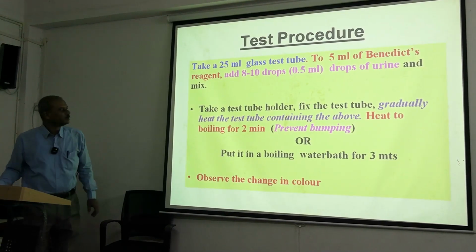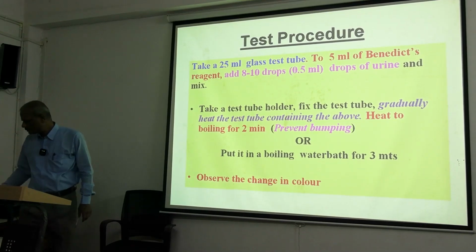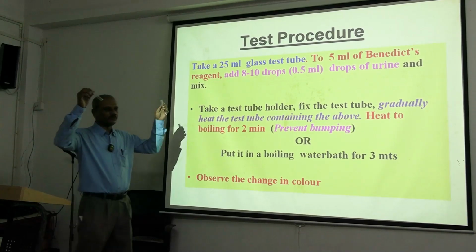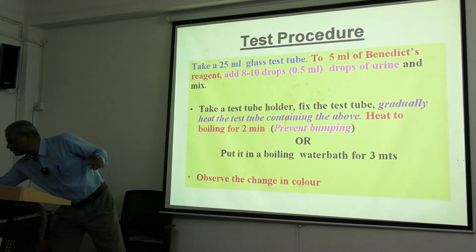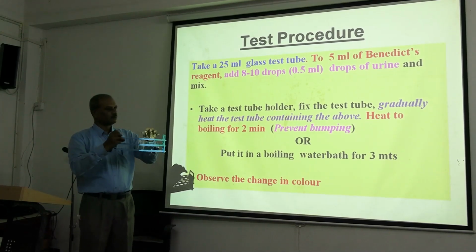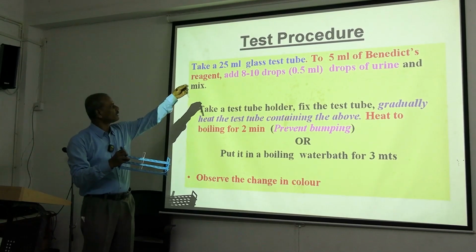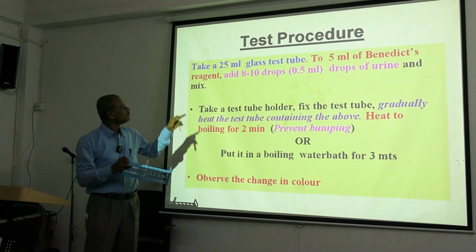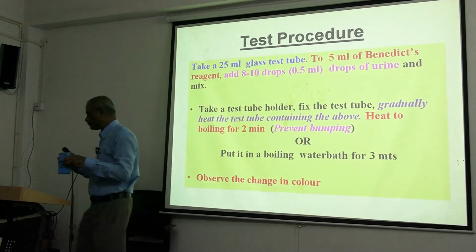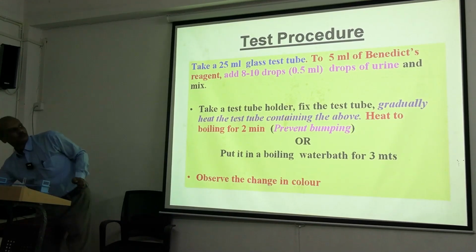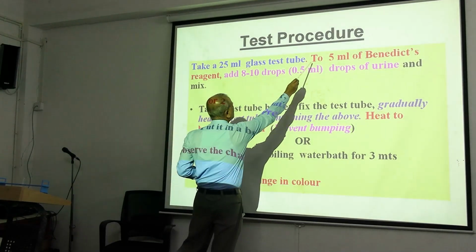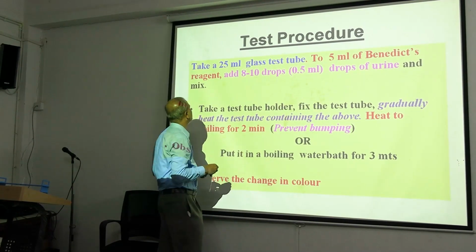So now write down the test procedure. This you will do. Take a 25 ml test tube. These tubes will be provided in a test tube rack. Take a 25 ml glass tube. To that glass tube, add 5 ml of Benedict reagent. I have written it inadvertently.